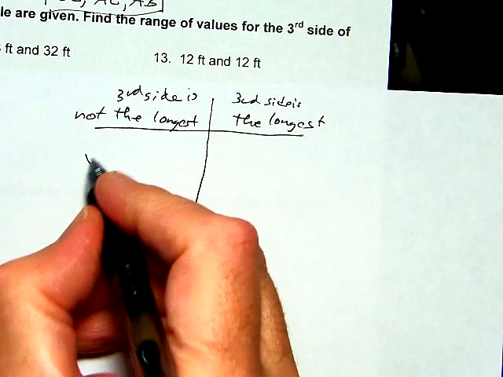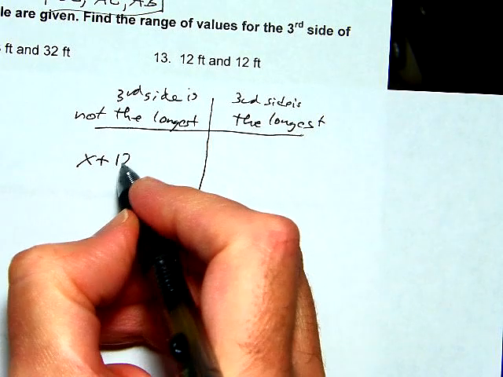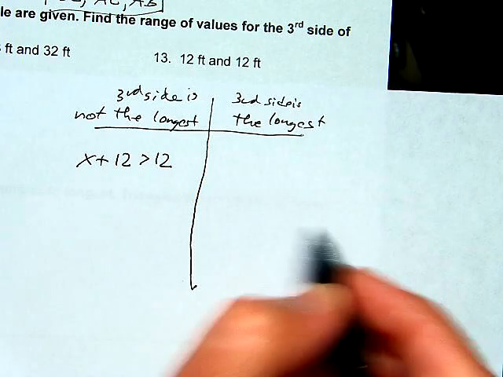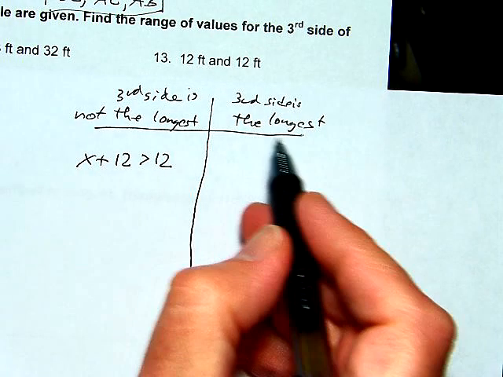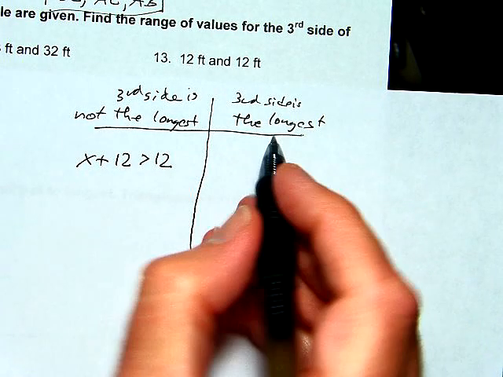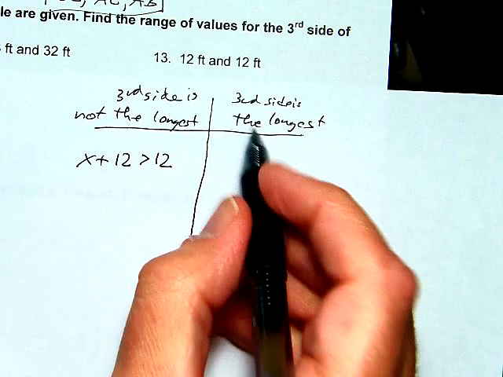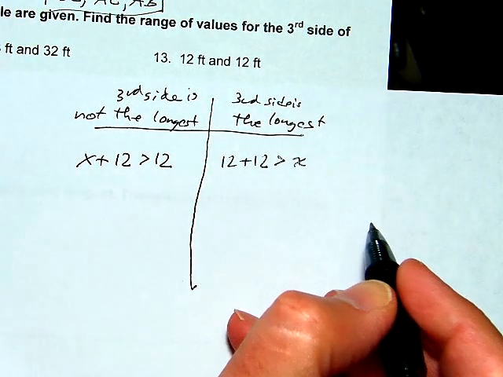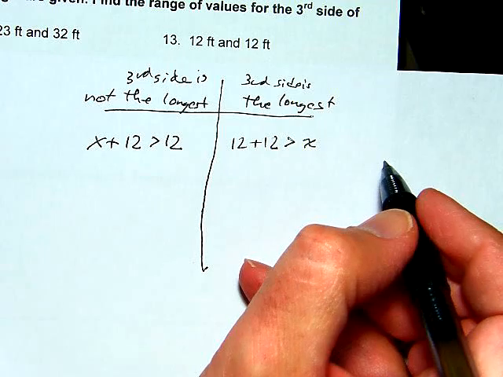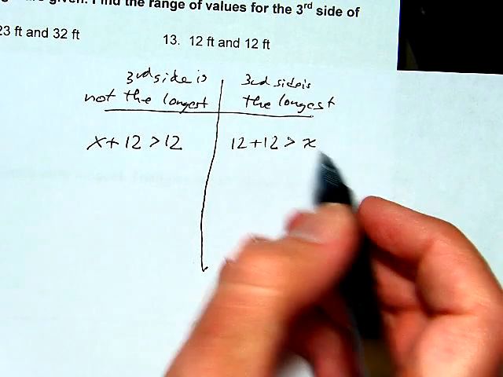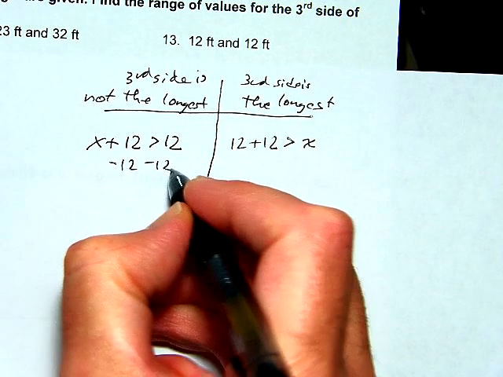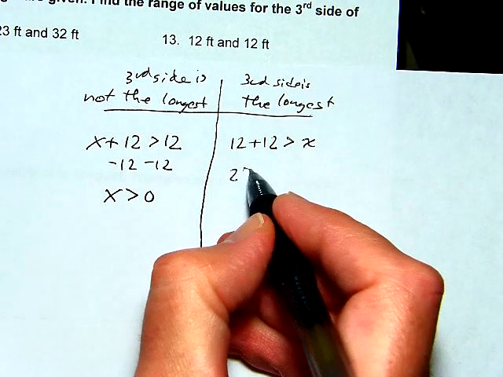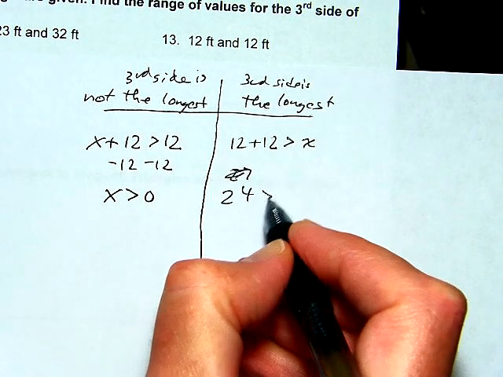So x plus 12, which is one of the two sides, has got to be greater than 12. So that's that inequality. If the third side is the longest side, then that means that the two shorter sides, which would then be 12 plus 12, would have to be greater than x, which would be the third side. So these are our inequalities, and we can solve them pretty easily. Subtract 12 from both sides, we get x has to be greater than 0. Add these together, we get 24 has to be greater than x.